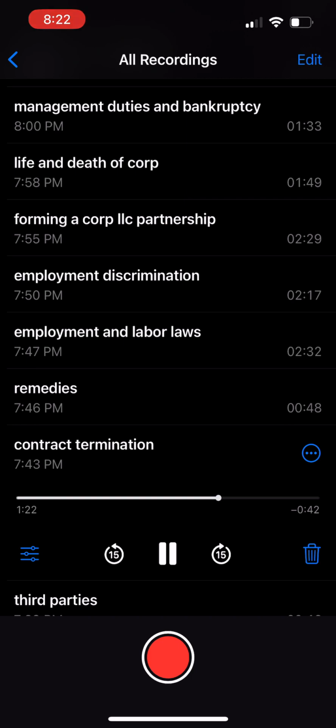Time of the essence clauses provide that deadlines in a contract are to be construed strictly, and if missed by one party, discharge the other party from performance. Like if your rent is due and you're late, your landlord may discharge you.